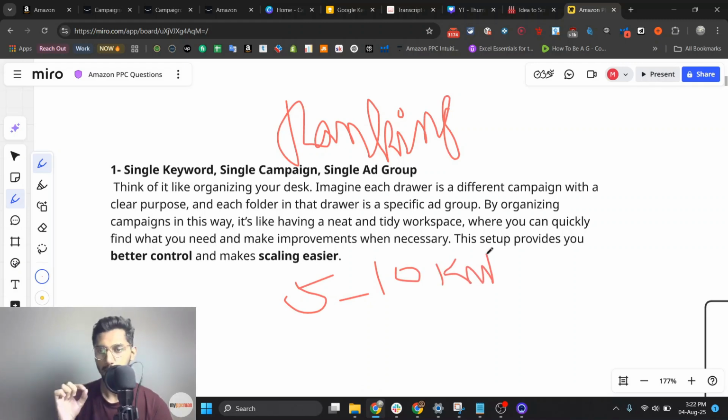in each campaign. So think of it like organizing your desk. Imagine each drawer is a different campaign with a clear purpose, and each folder in that drawer is a specific ad group. By organizing campaigns in this way, it's like having a neat and tidy workspace where you can quickly find what you need and make improvements when necessary. This setup provides you better control and makes scaling easier. And that is actually true. That's how I organize my Amazon PPC.